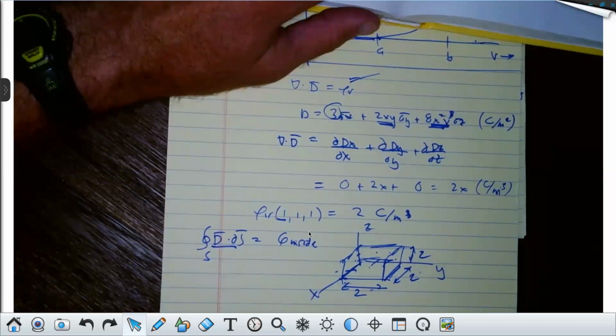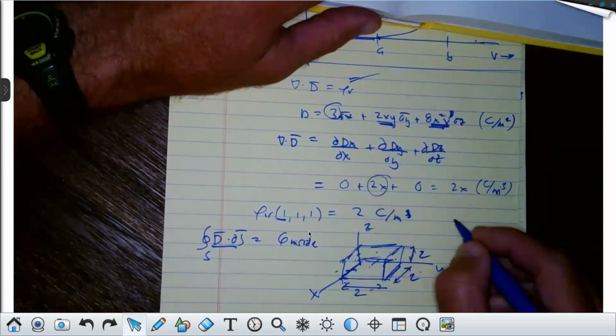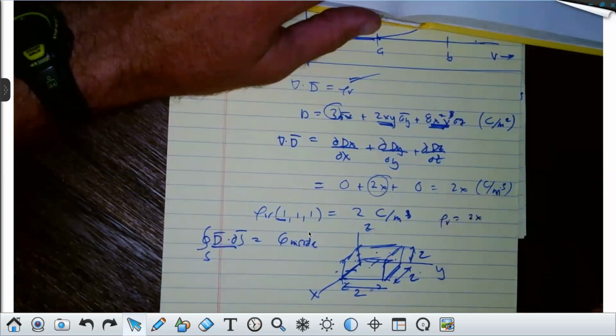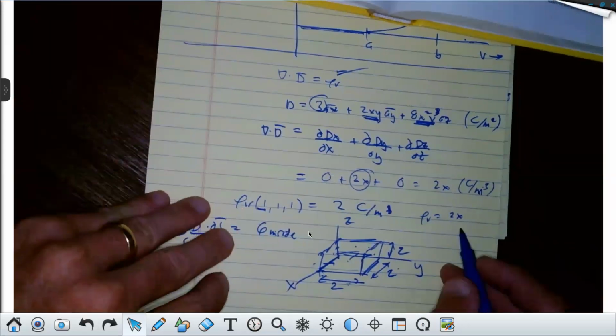Here's an easier way to do it. You see how we have the volume charge density as 2x? We have rho v in that region is simply 2x, right? Coulombs per meter cube. Well, if I integrate that volume charge density over that volume, I'd get the charge, wouldn't I? Right? And that would be easier. It would be one integration. Admittedly, it's a volumetric integral, but it'd be a lot easier.